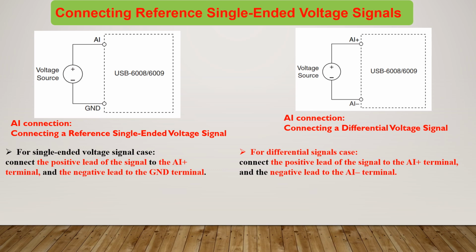So these are the two types of configuration: single-ended and differential voltage signal. In the single-ended, positive signal to the AI lead and negative signal to ground. In the differential format, positive signal to the AI plus terminal of the data acquisition, and the minus signal of the sensor will be connected to the AI minus terminal of the data acquisition card.